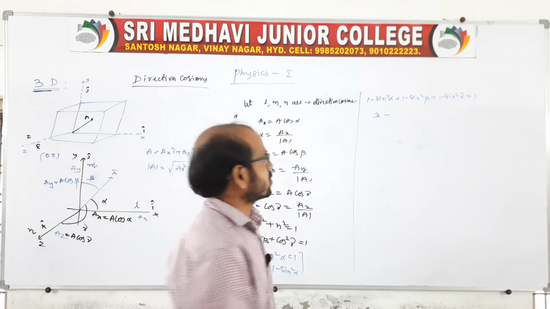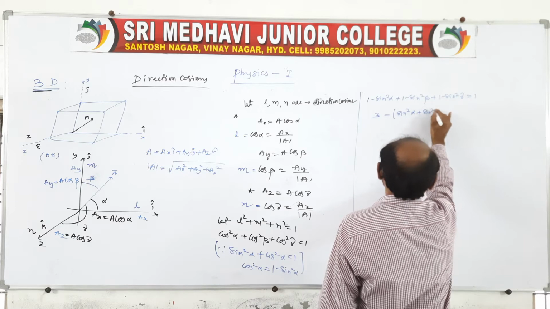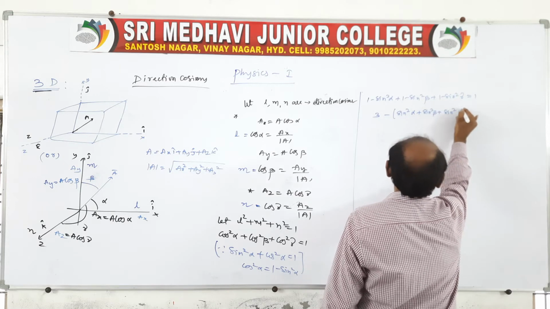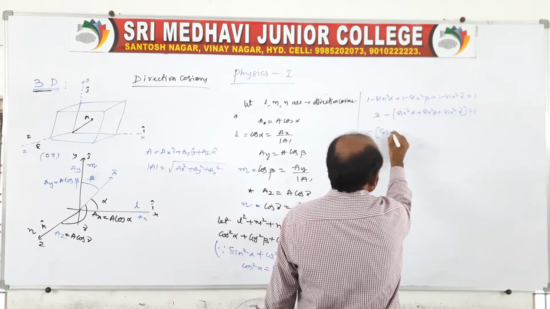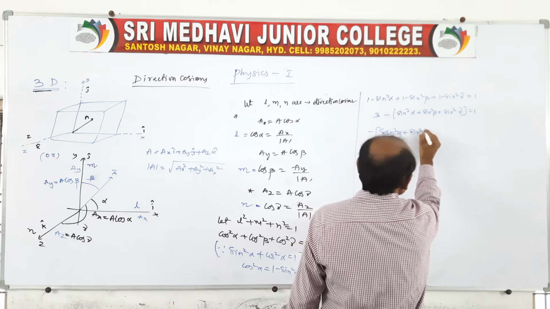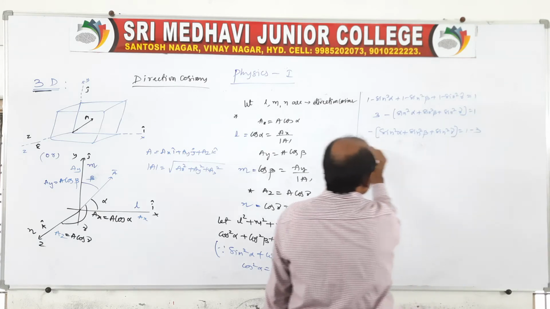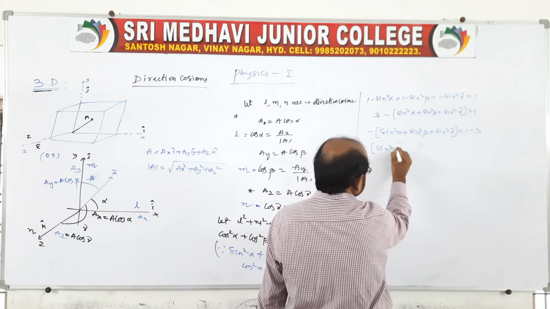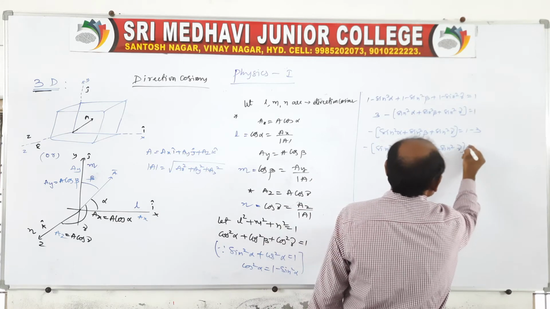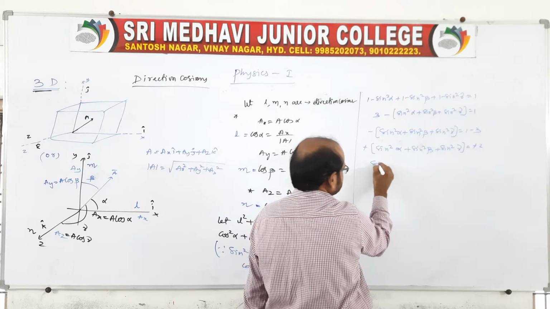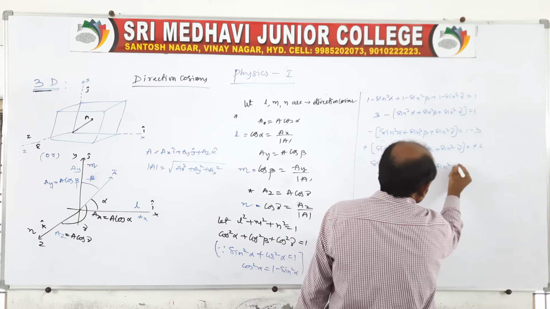From that you take a minus common. So that we will get sine square alpha plus sine square beta plus sine square gamma, which is equal to 1. So 3 you take this side, therefore minus of sine square alpha plus sine square beta plus sine square gamma is equal to 1 minus 3. So that minus of sine square alpha plus sine square beta plus sine square gamma is equal to minus 2. So that is cancelled. Then here sine square alpha plus sine square beta plus sine square gamma is equal to 2.